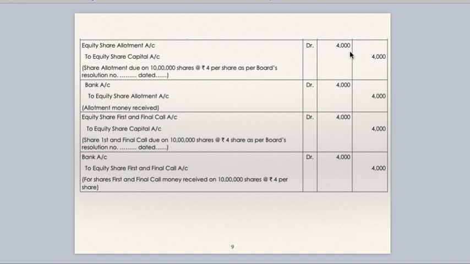Equity share allotment account debit to equity share capital, allotment money due 1000 into 4. Bank to equity share allotment, allotment money received. Whatever was due has been received, there is no default. Equity share first and final call to equity share capital 1000 into 4. Whatever was due has been received. Bank to equity share first and final call. That is how entries are to be passed.